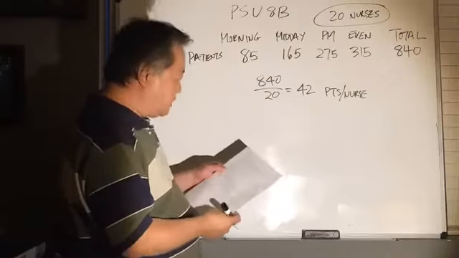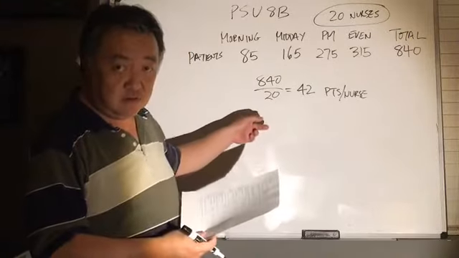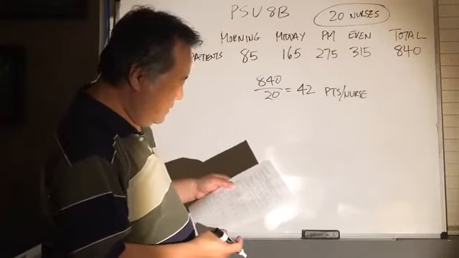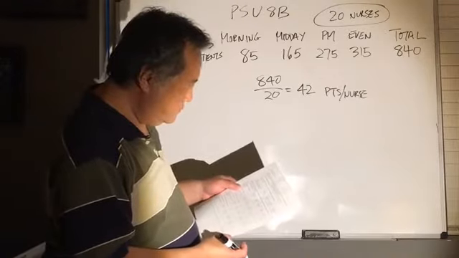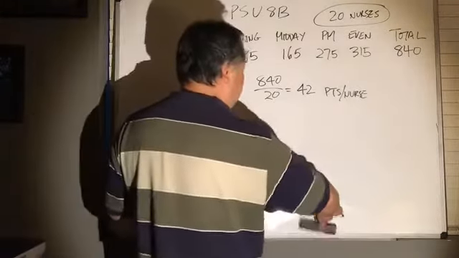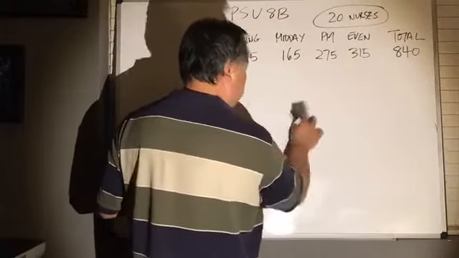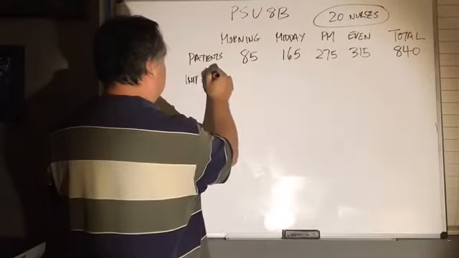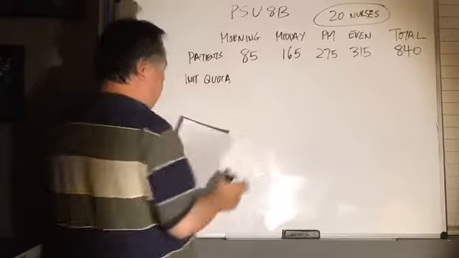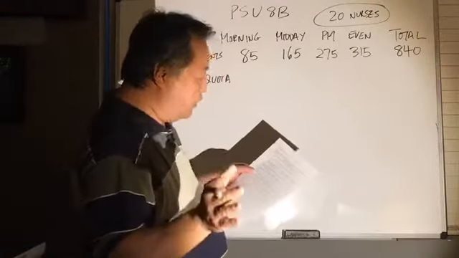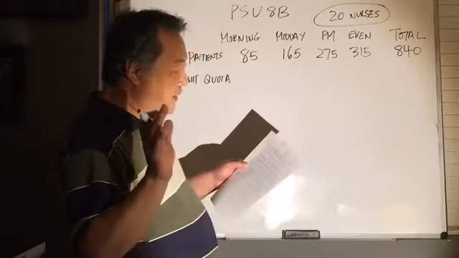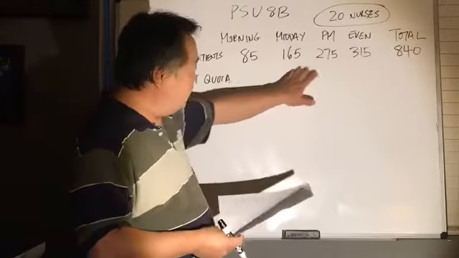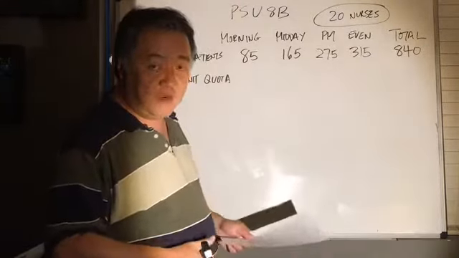Okay, and this is what's called a standard divisor. All right, so the standard divisor is 42. Now we need to calculate the quota, the initial quota. Given we know that we need to have one nurse for 42 patients, how many nurses do we need using that information?